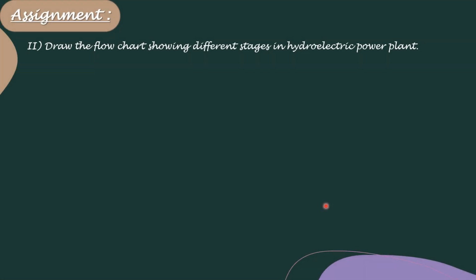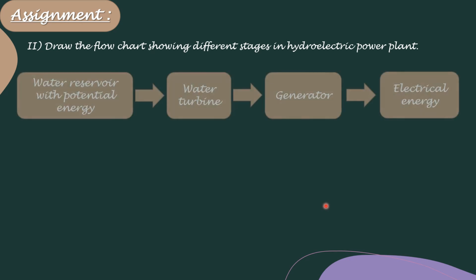Now the second question for your assignment is, you have to draw the flow chart showing different stages in hydroelectric power plant. So students, the flow chart for showing different stages in hydroelectric power plant is this. You are supposed to draw this flow chart, that is water reservoir with potential energy gets converted into the water turbine. Then the energy from the turbine rotates the generator, and from the generator the electrical energy is produced.